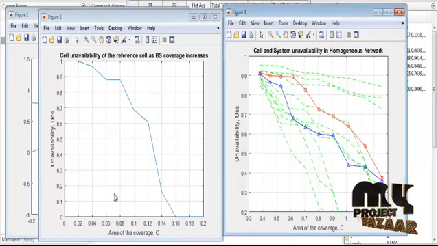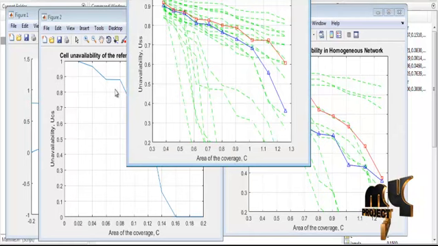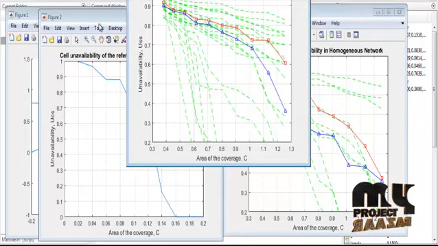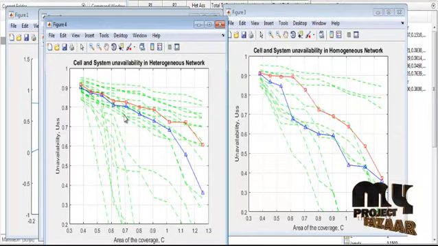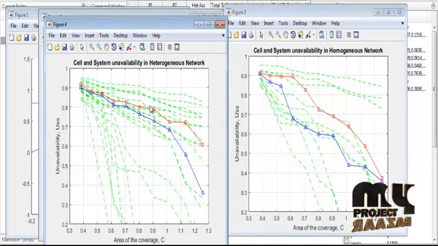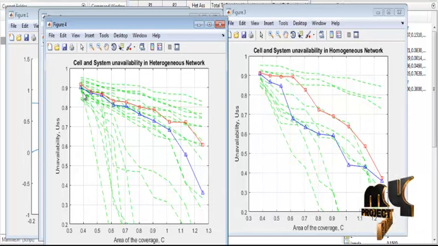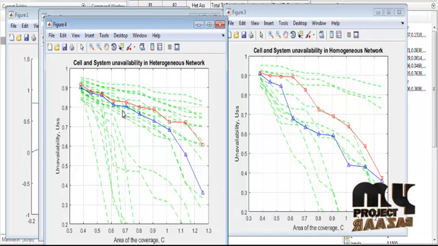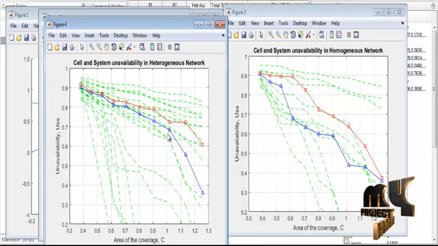After that, figure 4 represents the unavailability of the heterogeneous network. Similar to the homogeneous network, the heterogeneous network is also plotted for the unavailability of the cells. So the unavailability of the heterogeneous network is also decreasing, hence the availability of the cell will be increasing.